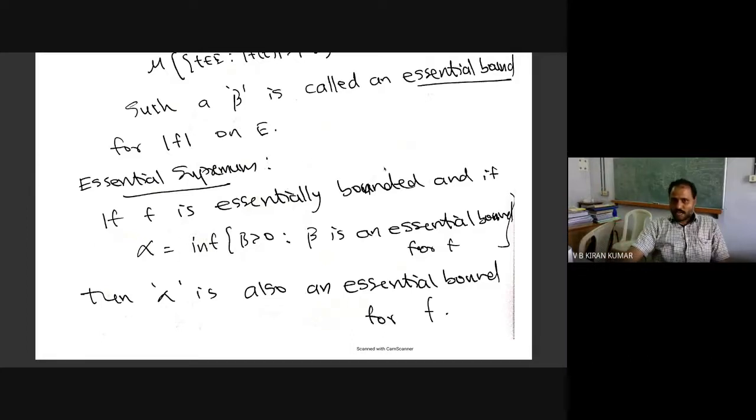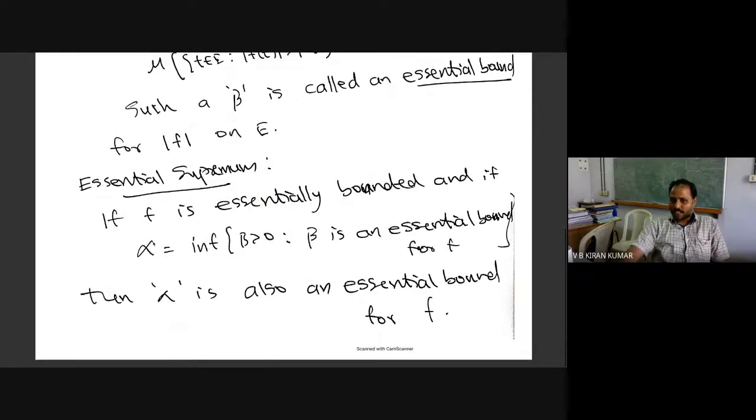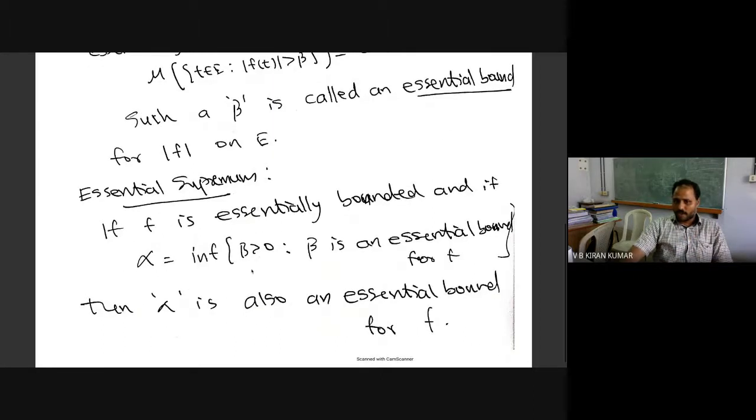Now, for an essentially bounded function, you collect all the essential bounds and take the infimum of that. That is something we denote by α. The infimum exists because the β's are non-negative numbers, so the set is bounded below. This infimum is denoted by α, and this α is called the essential supremum. And we are going to prove that this is also an essential bound for f.